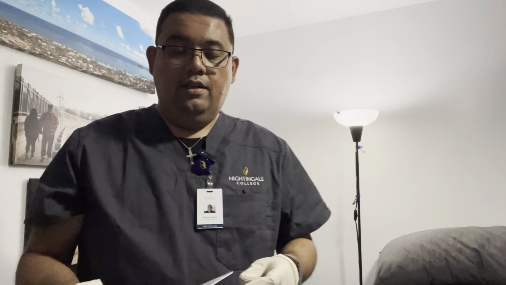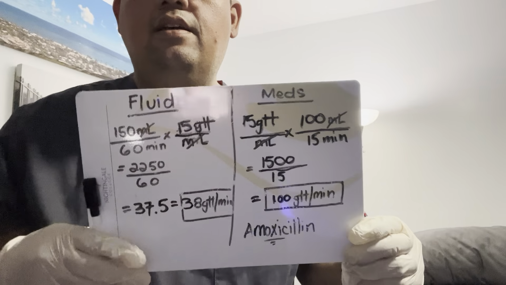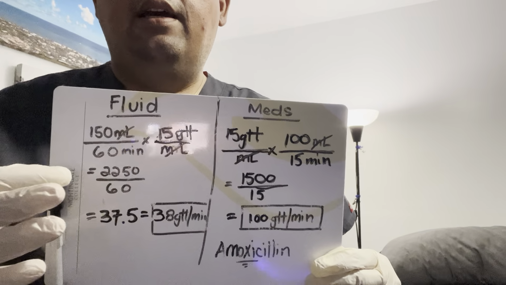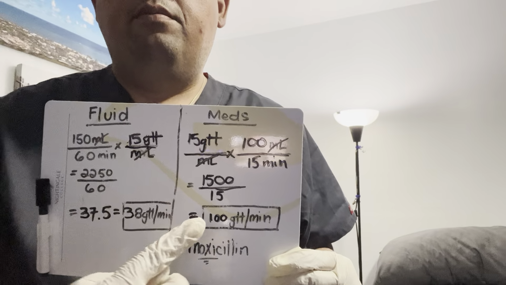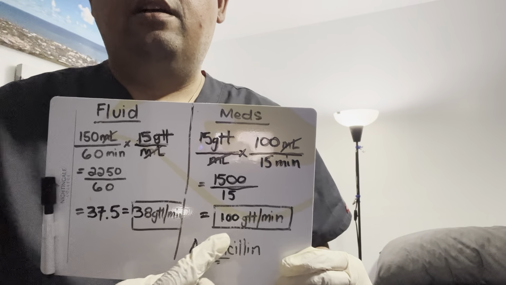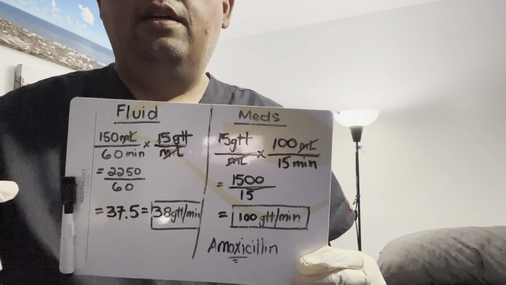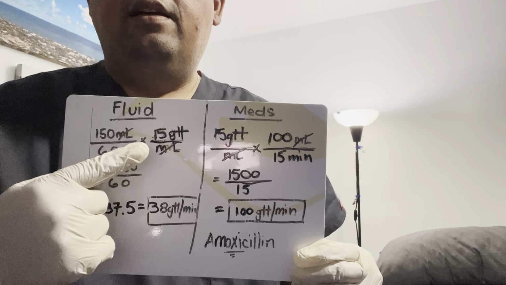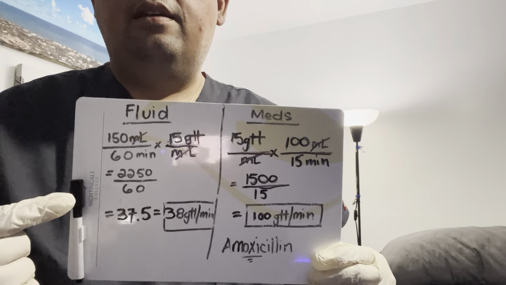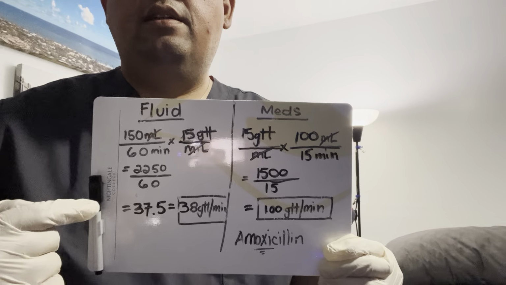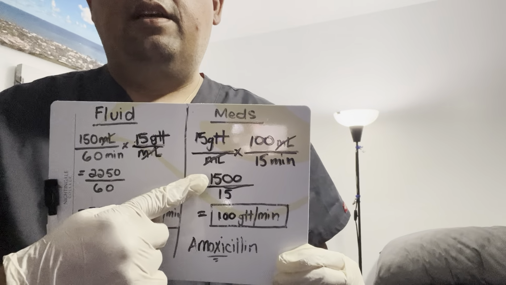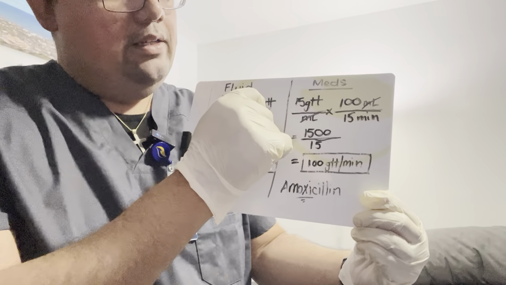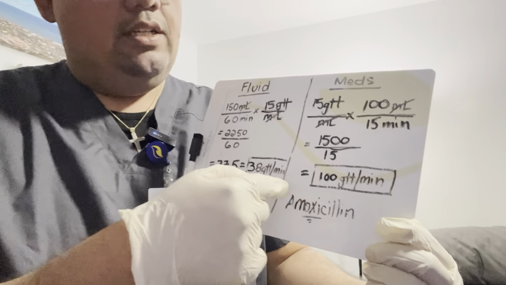I already did the pre-calculation of our meds. For the IV fluids, the patient will be getting 38 drops per minute. And for the meds, he'll be getting 100 drops per minute of amoxicillin. Basically, we take the 150 divided by the time it'll be going, times the 15 drops, and we get 2250 over 20, which gives us 38. And over here, with the 15 drops, 1500 over 15 gives us 100 drops per minute.